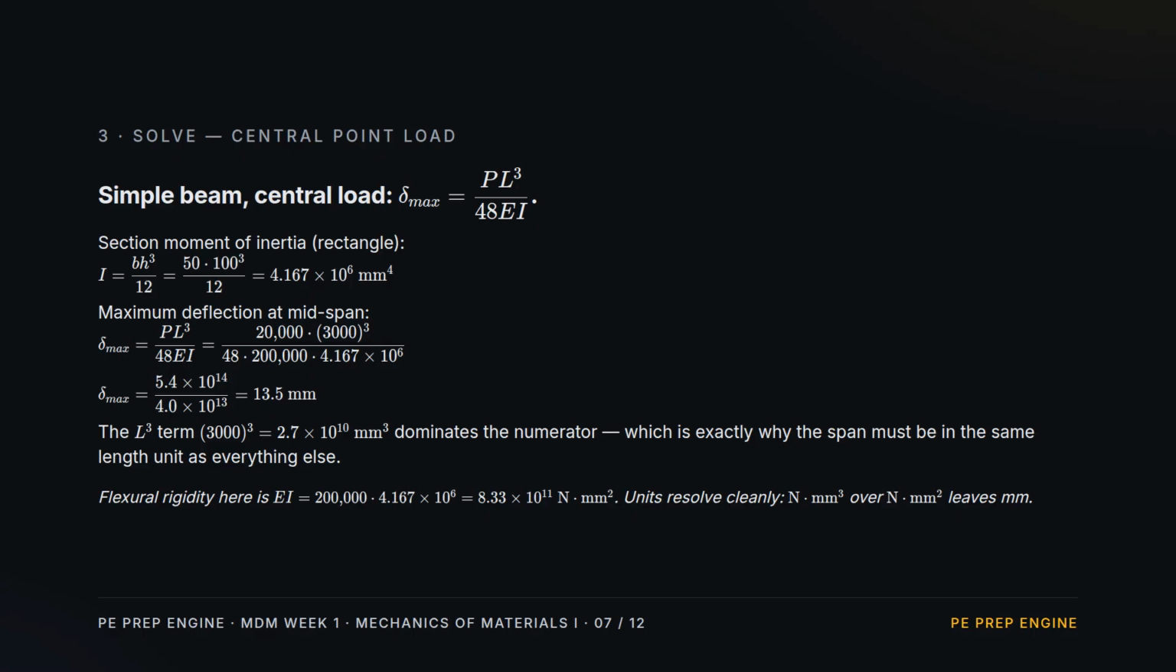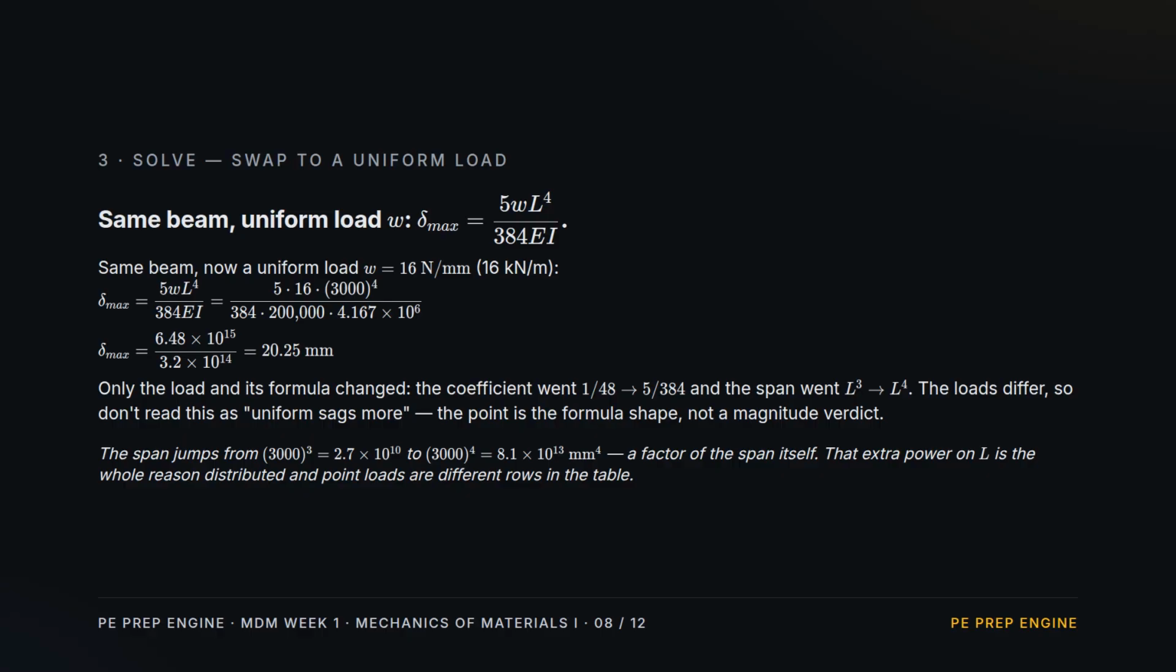Solve. Part 1. The central point load. First the section. Moment of inertia of a rectangle is BH cubed over 12. Then the matching case, PL cubed over 48 EI. Drop in the load, the span cubed, and the flexural rigidity, and the deflection at midspan comes out to 13.5 millimeters. Notice the span cubed term carries the numerator, which is precisely why every length has to be in the same unit.